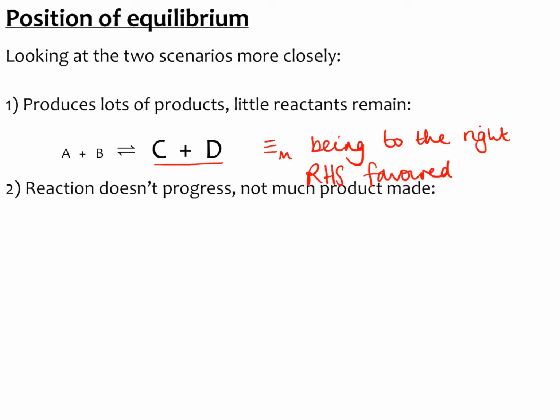In scenario 2, where the reaction hasn't progressed very much and not much product has been made, I can represent it like this, with a large A and B showing that we've got lots of that, and C and D being very small, just showing that we've not made very much. In this case, the equilibrium would be sitting to the left, or the left hand side is favoured.